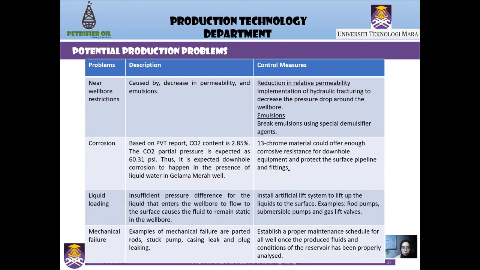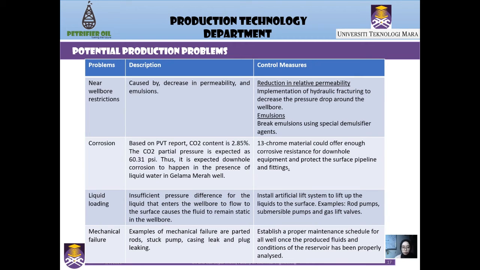We can also break the emulsions by using special and specific demulsifier agents for this well. The next problem is corrosion. Based on the PVT report, we have the CO2 content which is 2.85%. It is enough to expect the downhole corrosion will happen in the presence of liquid water in Glamour Merah well. So to control those problems, we introduce and use the 13 chrome material as it will offer enough corrosion resistance to the downhole equipment and protect the surface pipeline and fittings.